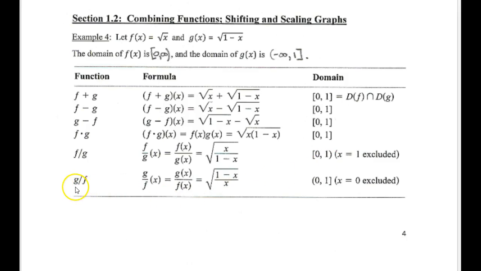And likewise, if I'm taking g and dividing it by f, that means that I have the square root of x in the denominator, so x cannot be 0. So that domain would be from 0 to 1, not including 0.